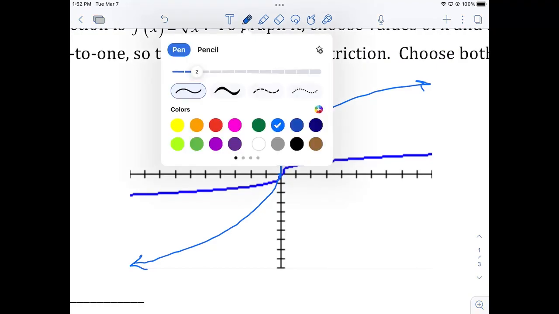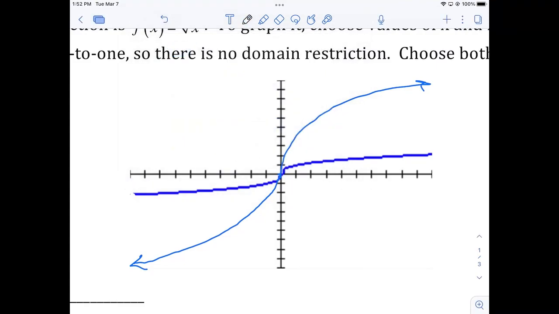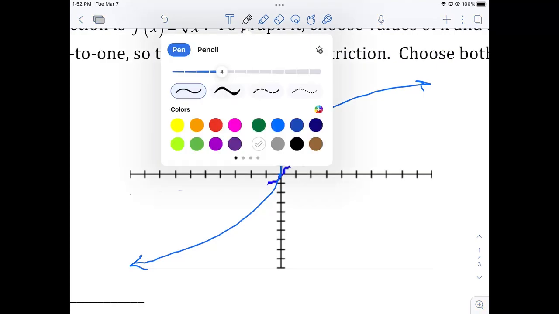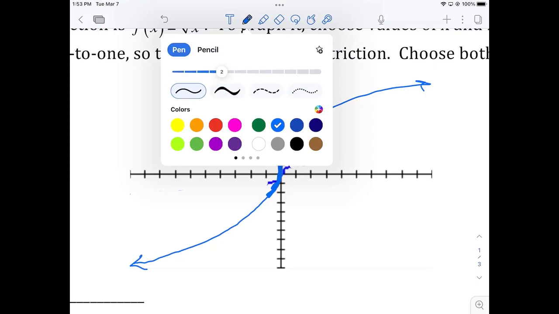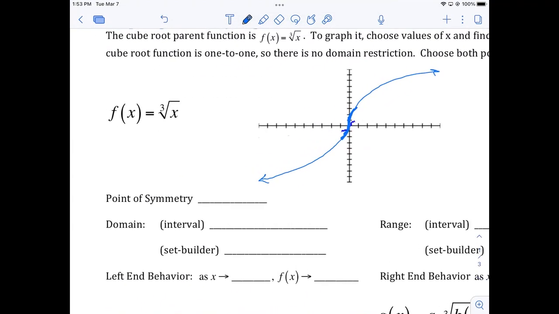In fact, I'm going to come back with a white tool and get rid of the little guy. Right? Magic. Thanks, Notability. It's just easier to label it when it's built up like that. And again, it goes vertical right there. All right, let's go ahead and fill in the blanks here. Point of symmetry. Well, they're calling this a point of symmetry right here, right in the origin. It kind of looks like a hurricane now, right? It's the origin, 0, 0.